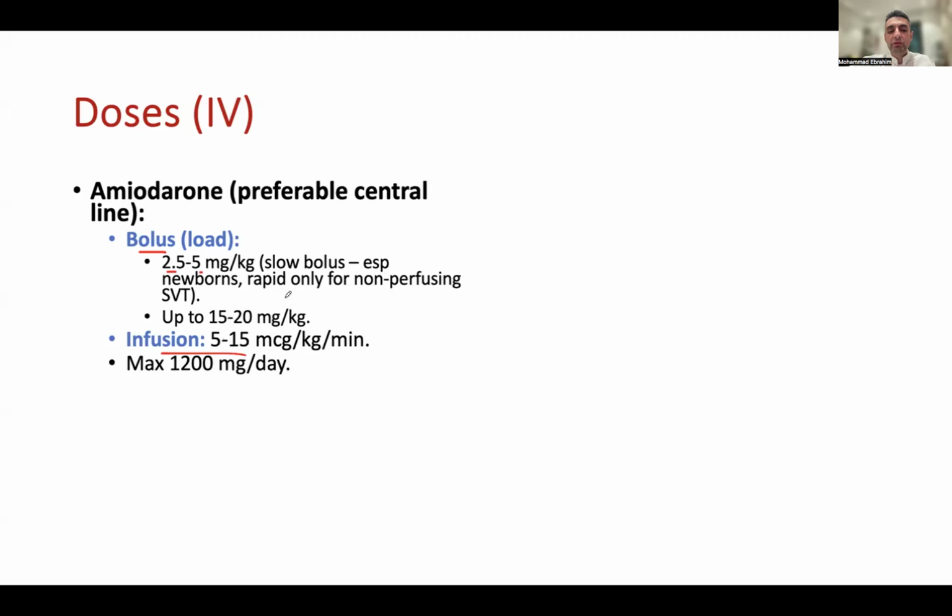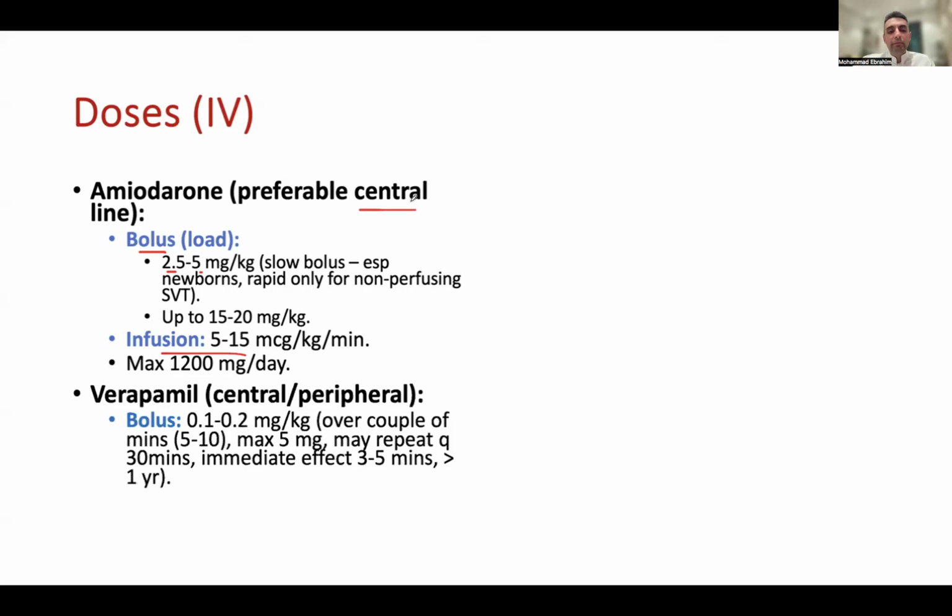And the infusion is around 5 to 15 microgram per kilo per minute. I don't know what you guys do, Dr. Wafa. Do you usually do the same or differently? Yes, it's different. In some pediatrics it's used not per kilo, but per body surface area, per square meter. Okay. With amiodarone we prefer central lines.